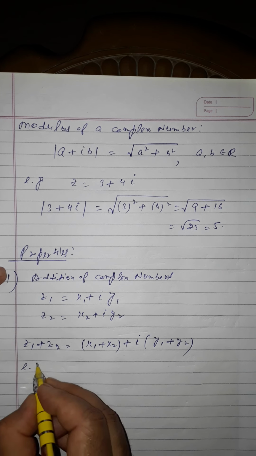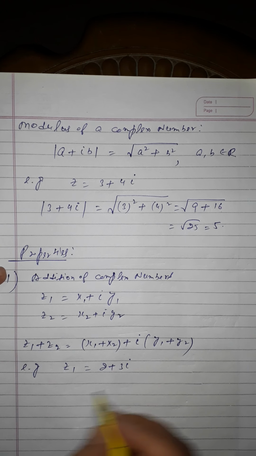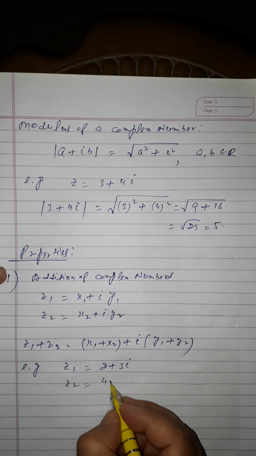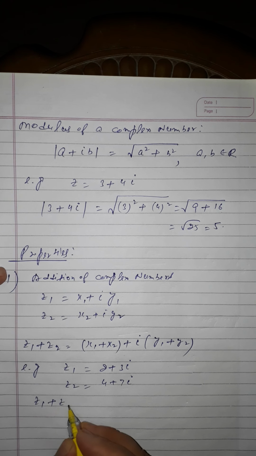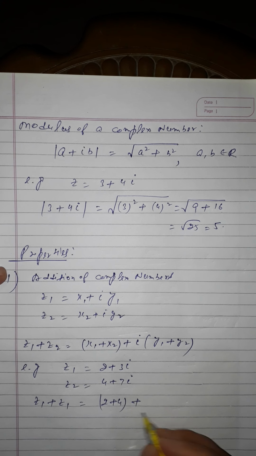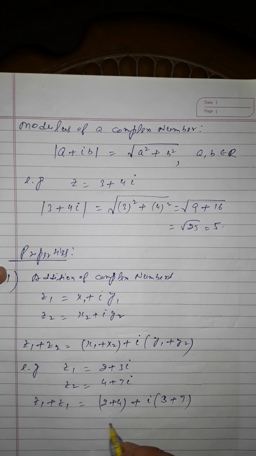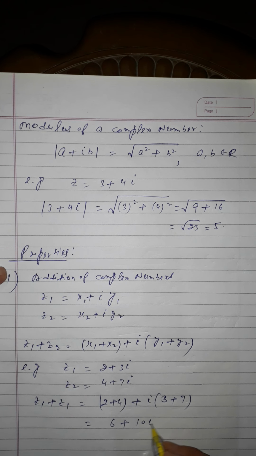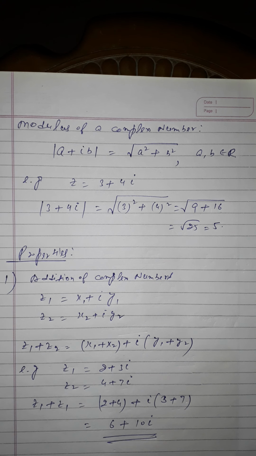Clear, students? If I give you an example, z1 is equal to 2 plus 3 iota and z2 is equal to 4 plus 7 iota. While we add them, z1 plus z2, what will be there? 2 plus 4, plus iota taken common, 3 plus 7. So 4 plus 2 is 6, plus 7 plus 3 is 10 iota. This is the technique of how we do the addition of complex numbers.